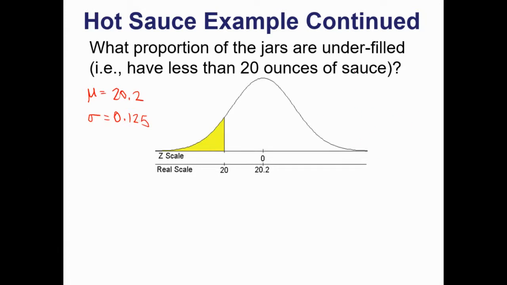What proportion of the jars are underfilled? Well, if they're underfilled, that means they have less than their advertised value. They advertise 20 ounces. So if X is how many ounces are in the jar, we're looking for the probability that X is less than 20. But I can't use my table like this, so I've got to standardize. So 20 minus 20.2 divided by 0.125.